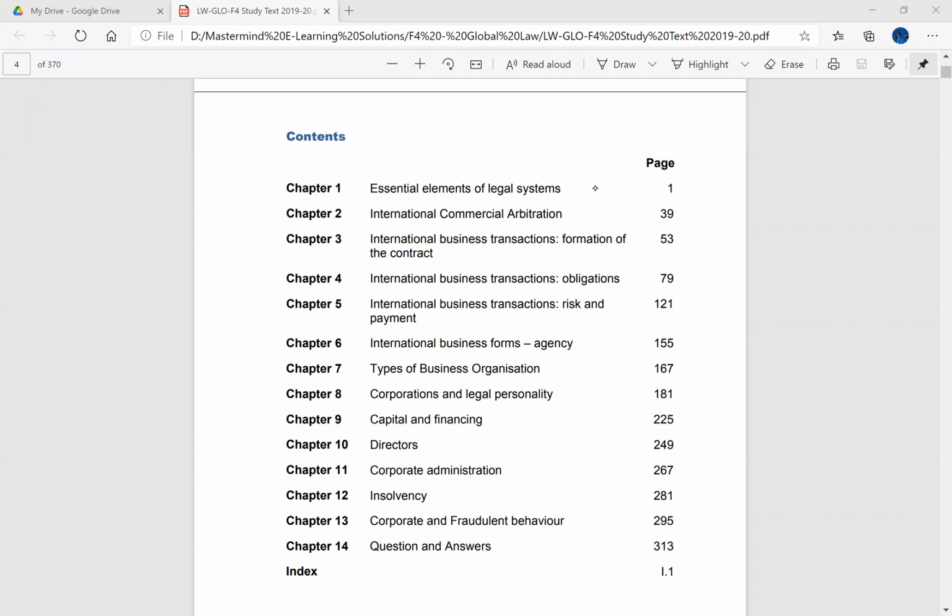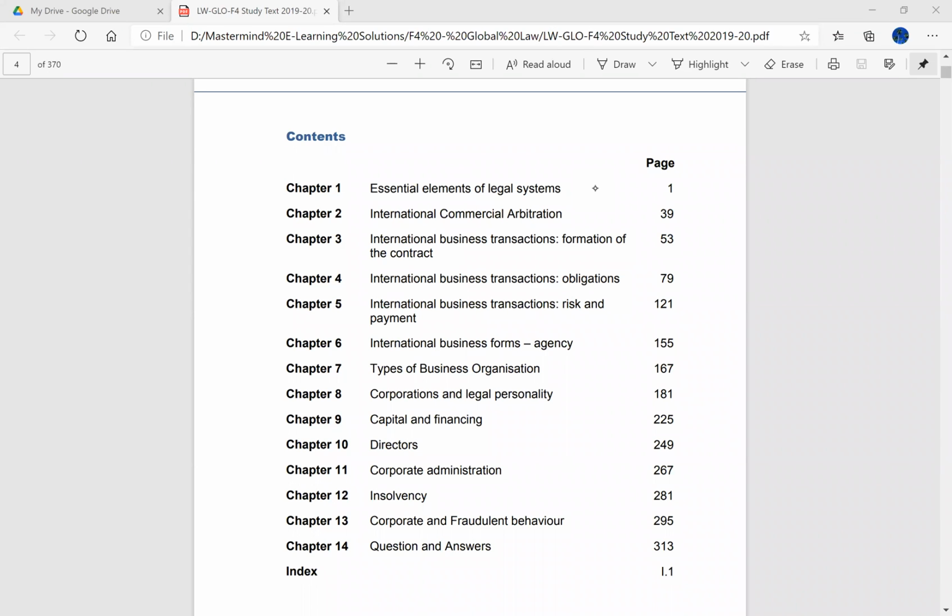Now F4 has two variants. There's a global variant, and there's the English variant, that is the UK law and the global law. Either way, the syllabus content is not very different. We are looking at the global law right now, but the syllabus content is not very different from English law, because even in global law, a lot of examples and case studies are according to UK law only.